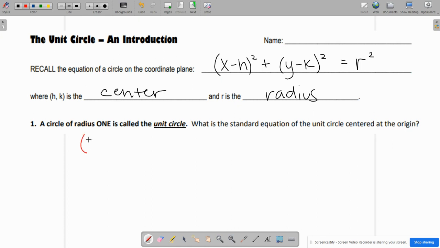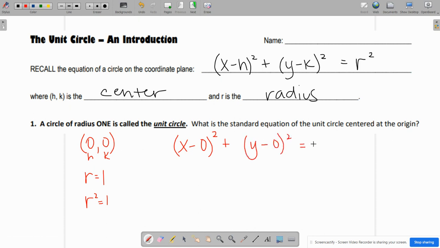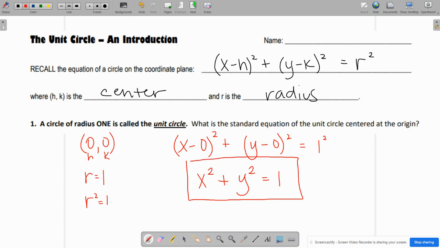Well, if it's centered at the origin, it has the coordinates (0, 0). So h is 0 and k is 0. And the circle has a radius of 1, which means r equals 1, and therefore r squared is also 1. So here we would have (x - 0)^2 + (y - 0)^2 = 1^2. If I'm going to simplify this, x minus 0 is still just x, so x squared, plus y minus 0 is still y, or y squared, equals 1 squared, which is 1. So x^2 + y^2 = 1 is the equation of the unit circle.